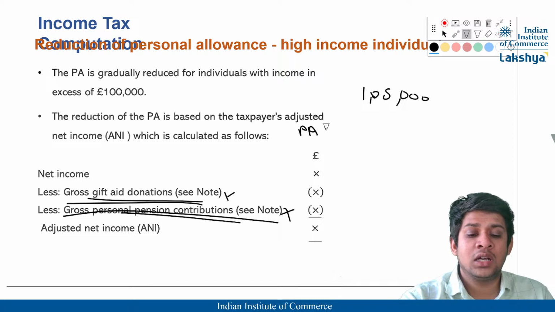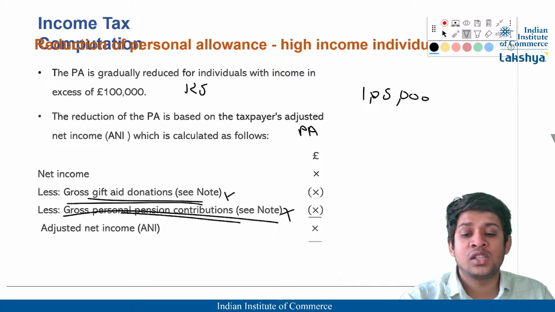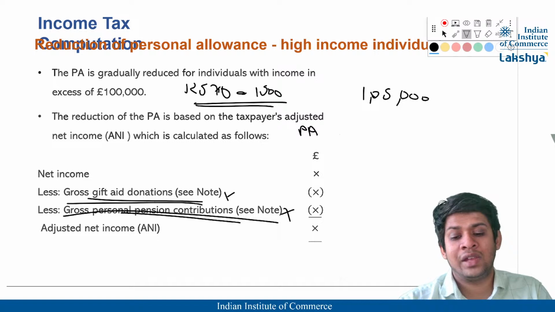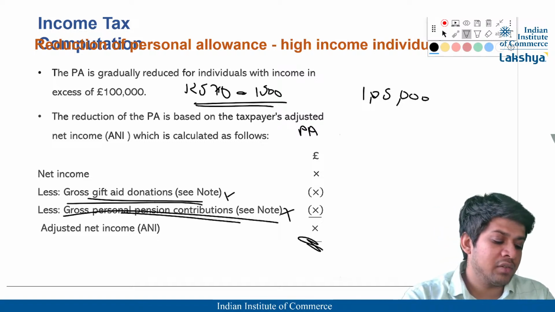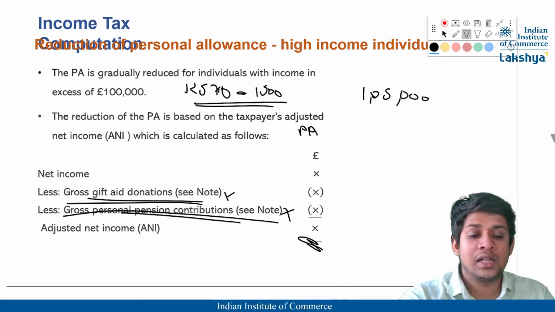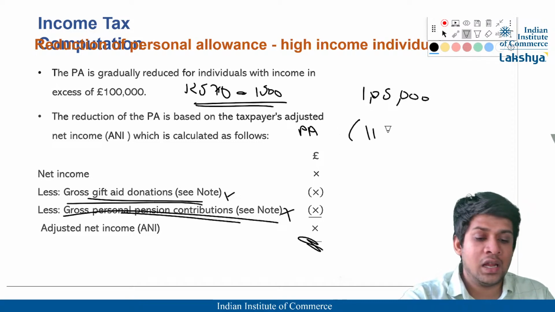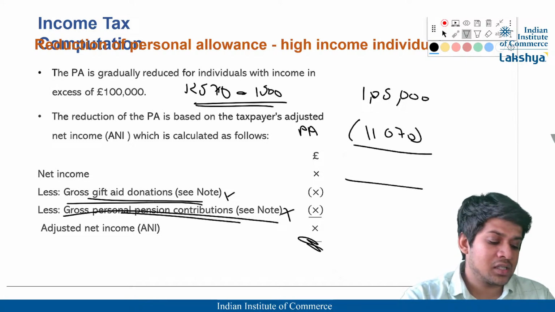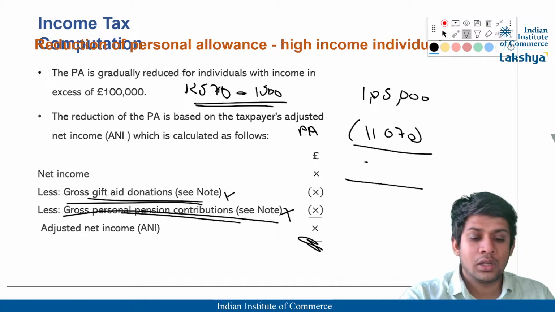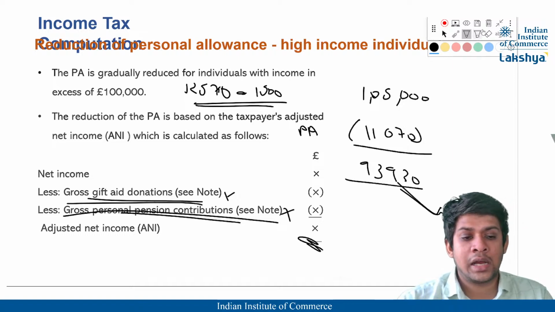And when I deduct the personal allowance from it, my personal allowance is 12,570, but from that 1,500 has been reduced because my income is higher than 1 lakh. So we calculated that, correct? So 12,570 pounds minus 1,500, that is, I will get a PA of only 11,070 pounds. So the remainder will be taxable, that is 93,930. I hope this is clear, guys.